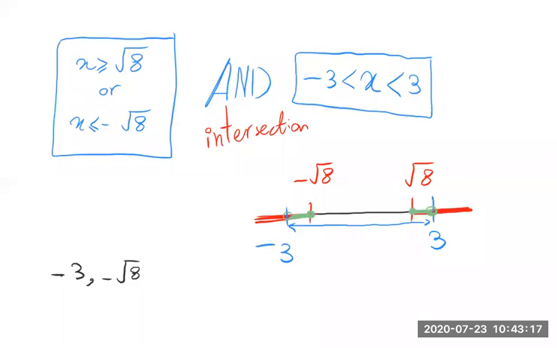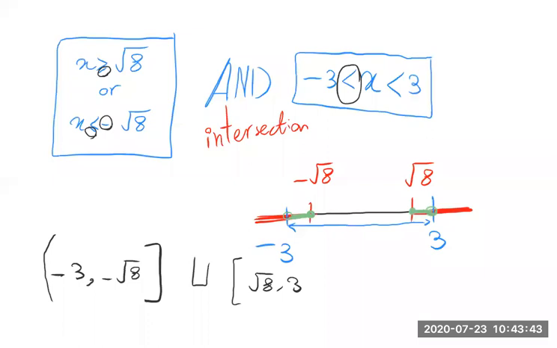X should be there, or x should be from square root of 8 and goes to 3. Do we have these numbers or not? Well, x can't be equal to 3, or -3, so we don't have -3. X can be equal to square root of 8, so we have a square root of 8, minus square root of 8. Again, we have a square root of 8, but we don't have 3. So this is the final answer for this part.